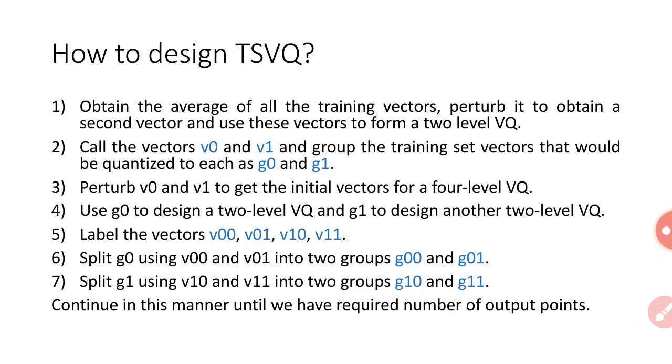Why? Because we might not get the reconstruction point or vector that is closest to the input vector. A tree-structured vector quantizer requires twice the memory required by a conventional vector quantizer, because you will store twice the number of code vectors as compared to the full search case, right? So the question is how to design a tree-structured vector quantizer.